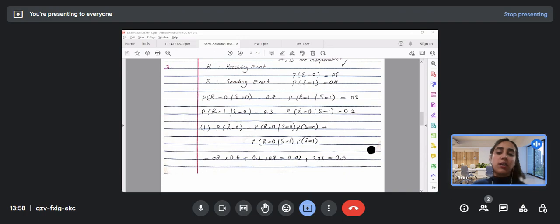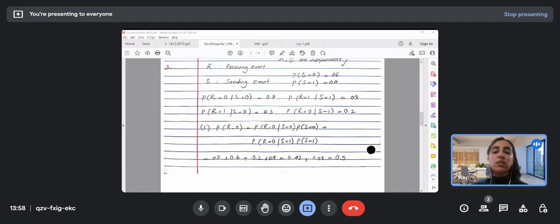And we have this for the other part, which is sending a one signal. So the probability of receiving a one signal given sending a one signal is 0.8, and the probability of receiving a zero signal given sending a one signal is 1 minus 0.8, and then it is 0.2.